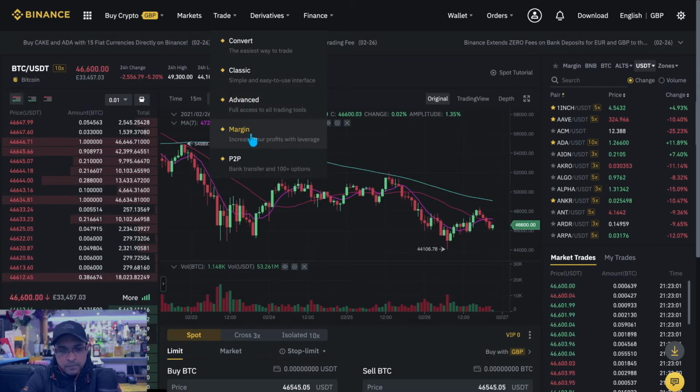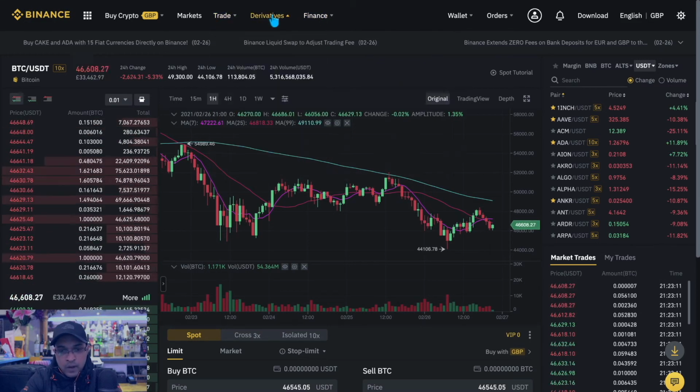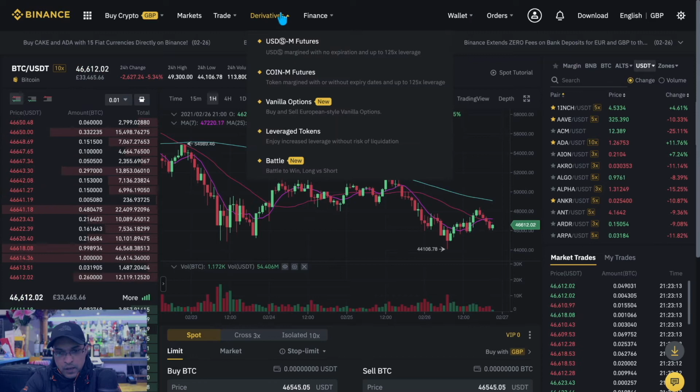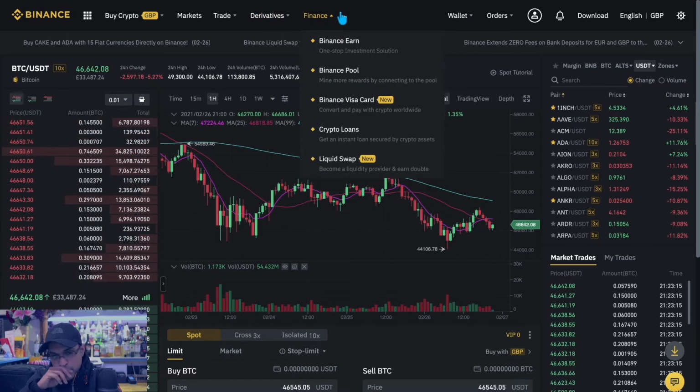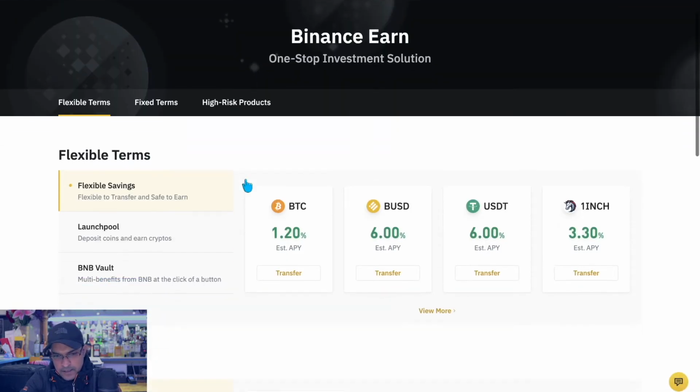Margin is for trading, if anybody wants to go and do leverage trading, but I highly recommend anybody new in the industry or in the game not to ever do this, right? So avoid all of this. Now, one thing I do want to point out, I'm not going to go into derivatives. Obviously, it's again like trading and everything, but I want to go to Binance Earn, and you have to understand how Binance Earn works basically.